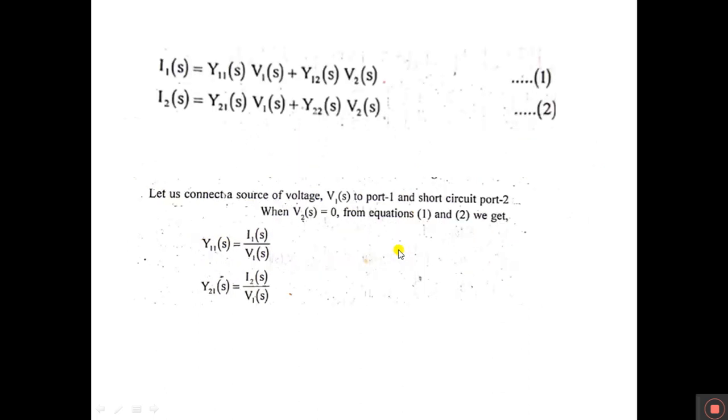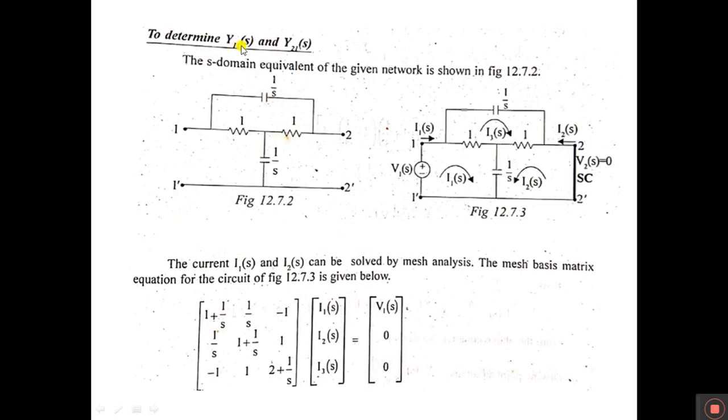Now as usual, make V2 equal to 0 and find y11 and y21. If you make V2 equal to 0, I1 by V1 is y11, and I2 by V1 is y21. To find y11 and y21, as usual, apply voltage V1(s) at the input terminal and short circuit the output terminal.